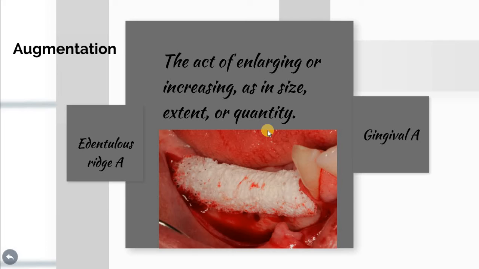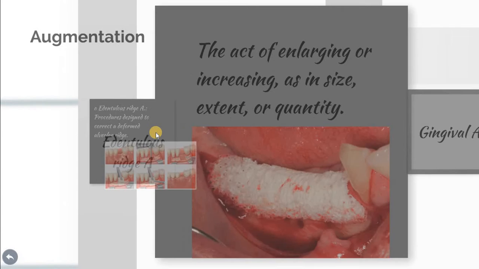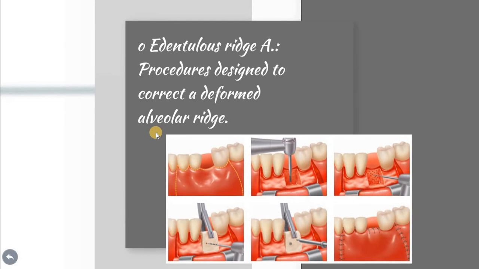We have augmentation. What we mean by augmentation is the act of enlarging or increasing, as in size or quantity. For example, we have breast augmentation and we have edentulous ridge augmentation. In edentulous ridge augmentation, it's a procedure designed to correct a deformed alveolar ridge.